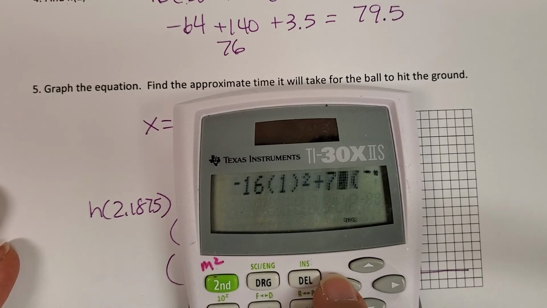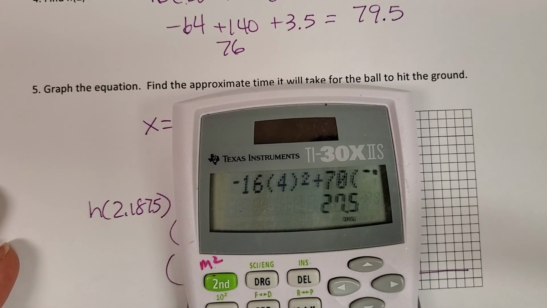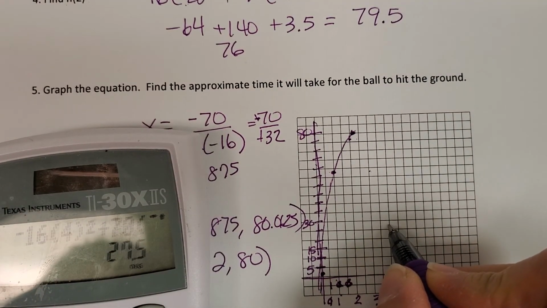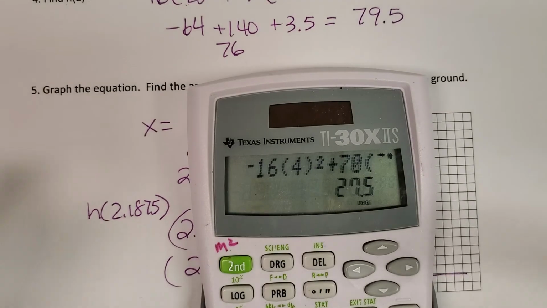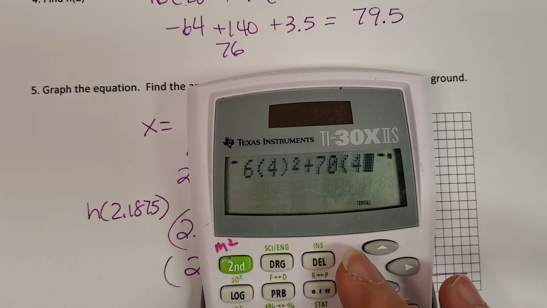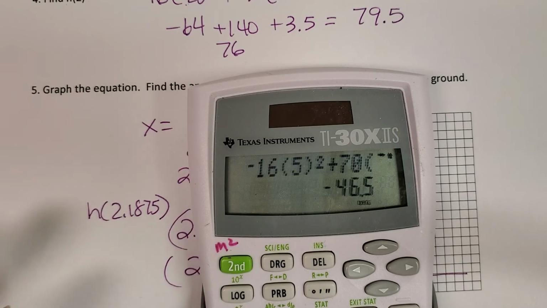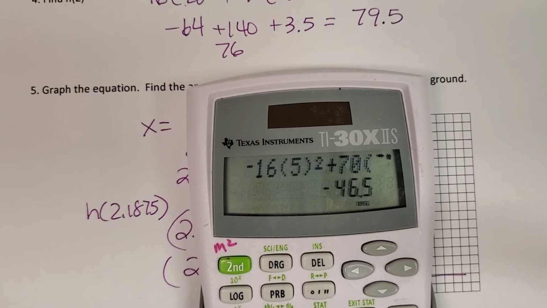Well, what about 4 seconds? Let's change the 1 to 4. What would happen at 4 seconds? Well, it's 27. So let's look. So 27 is right in here. Well, what about 5 seconds? Is it going to be on the ground or not? Let's look. Has it already touched the ground at 5 seconds? Let's check it out. Ooh, it has, because now we got a negative 46.